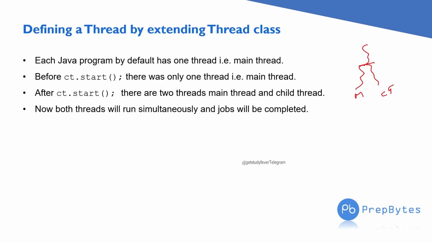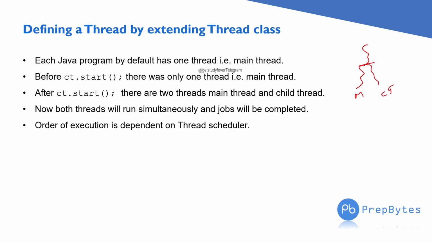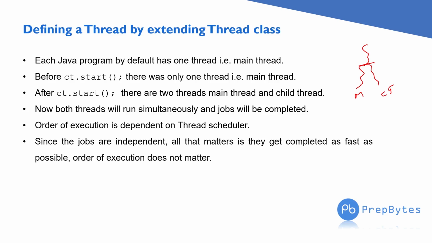But the order of execution is not in our hands. It can be a mixed output or it can be a sorted output as well. The order of execution is dependent on the thread scheduler. We will see what a thread scheduler is. Since the jobs are independent, all that matters is that they get completed as fast as possible. Order of execution does not matter. Now I will show you by implementing the code and running it. Why am I saying that the order of execution will be different?